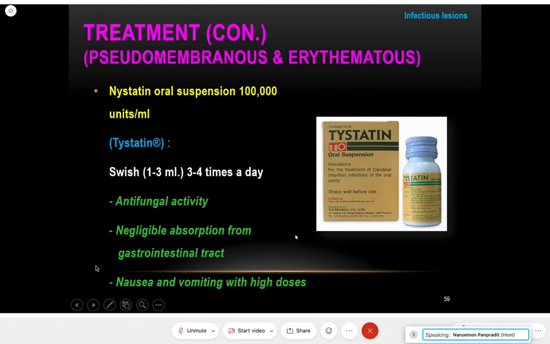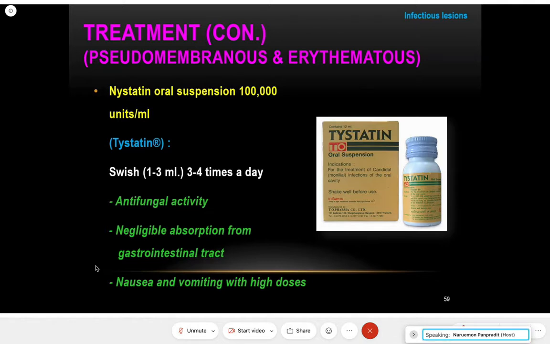This drug, the patient can swallow, because they write on the inside of the box that they can swallow. But if we want to treat only in the mouth, you can ask the patient to swish, maybe 3 to 5 minutes, and then spit out. It takes time; we need contact time. After spitting out, ask them not to drink any water right away, because they will remove the medication.